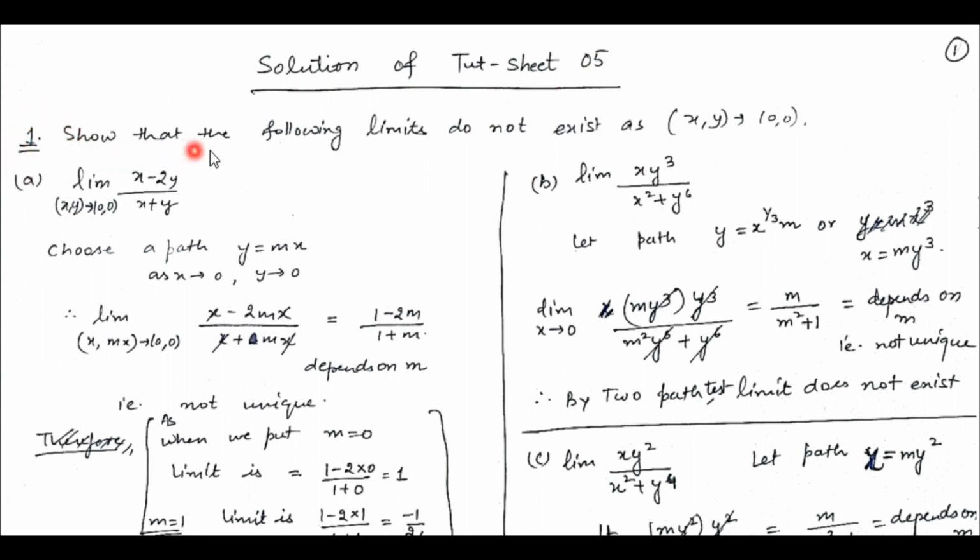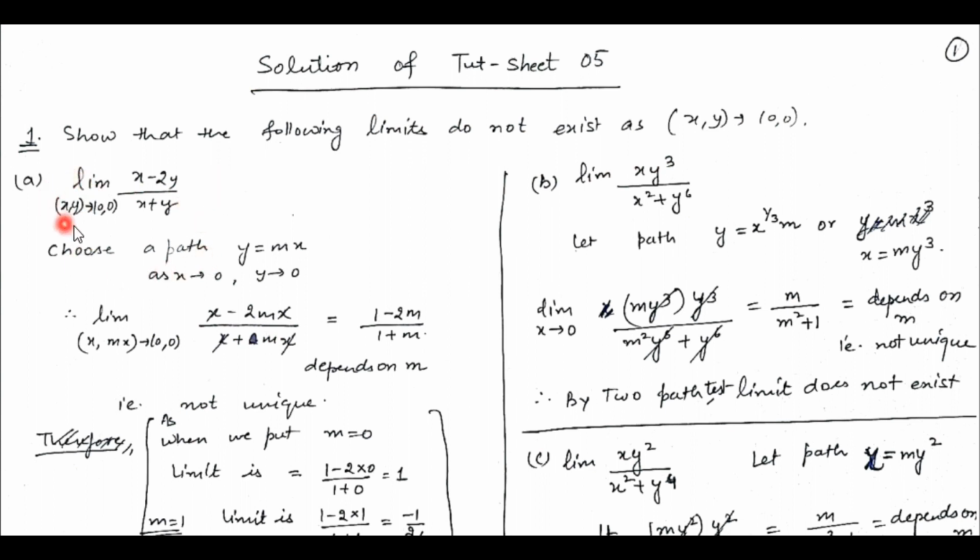In question number 1 you have to show that the following limits do not exist as (x, y) is approaching (0, 0). So we have to find out the limit whenever (x, y) is approaching (0, 0), and see whether the limit exists or not. For this we will apply the two-path test. Since we have to show that the limit does not exist, we have to choose a path in such a way that the path passes through the point (0, 0), and the terms in the numerator as well as in the denominator cancel out.